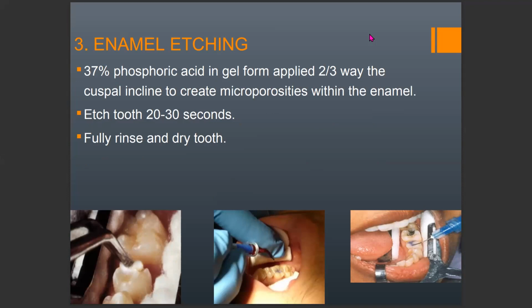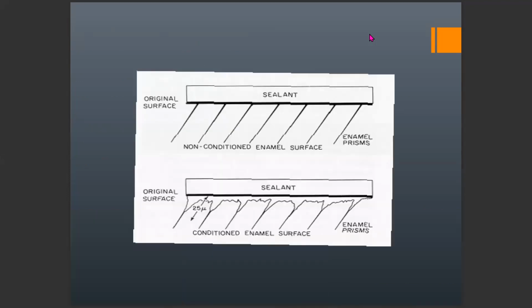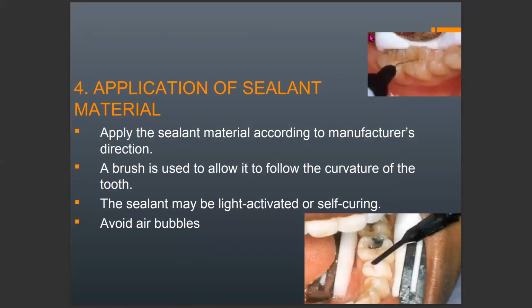Etch the tooth for 20 to 30 seconds. Fully rinse and dry; a frosted tooth surface should be created. This is the picture showing how the sealants appear. Then the application of the sealant material. Apply the sealant material according to the manufacturer's directions.